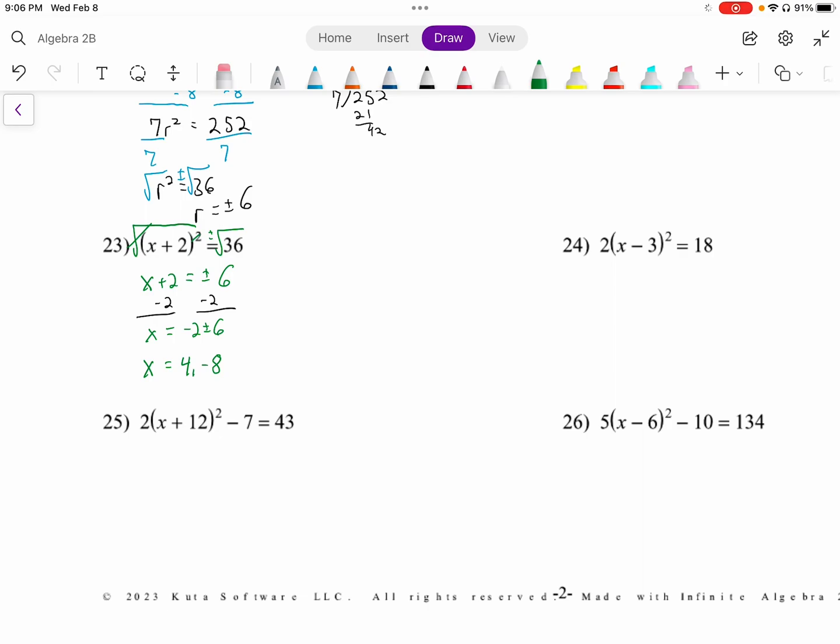Number 25, it's more of the same, just a little longer. We would add 7 to both sides first. We get 2 times x plus 12 squared is equal to 50. Next, we would divide both sides by 2. And we get x plus 12 squared equals 25.